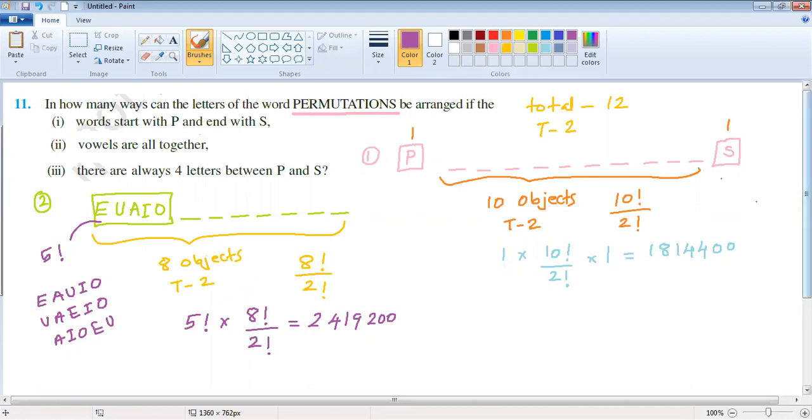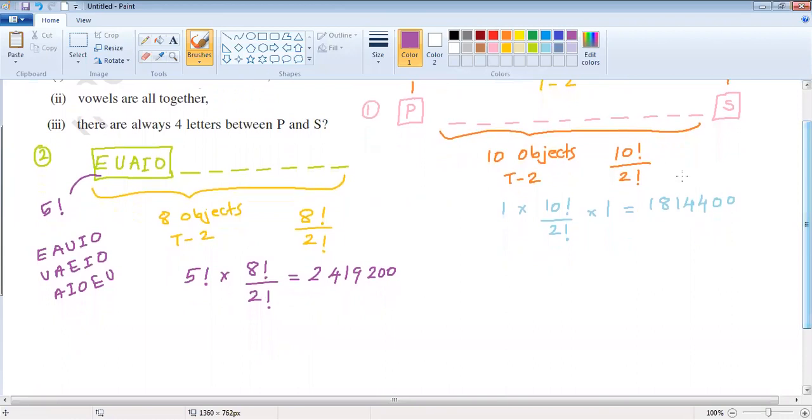And the last situation: there are always 4 letters between P and S. For example, suppose you start with P here. Now 1, 2, 3, 4 letters, then S. That means in between P and S there are 4 letters. So now, remaining how many letters? 4, P and S, then 6 letters remain, because in total there are 12 objects.